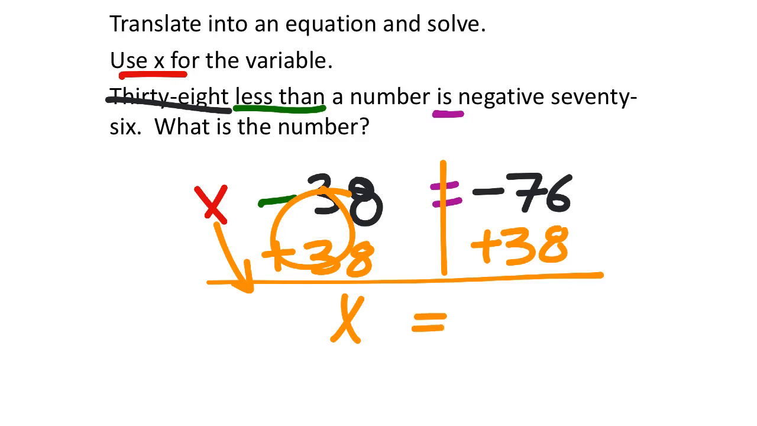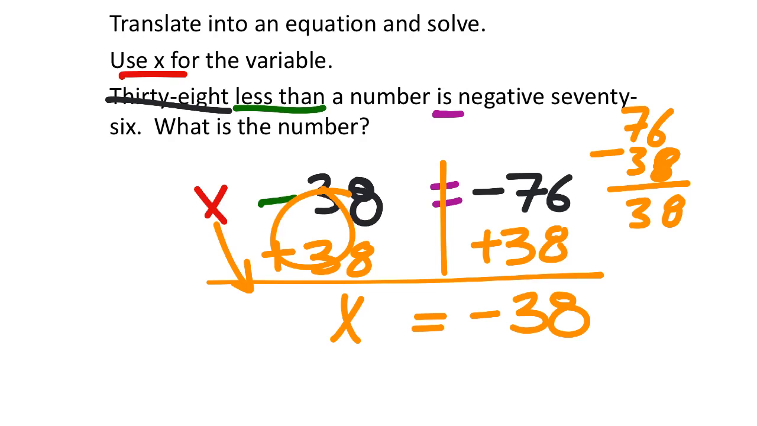Negative 76 plus 38. Let me see. I know it's got more negatives than positives. 76 minus 38, that's 38. Oh, I didn't expect that. So x is negative 38. So what is the number? Negative 38.